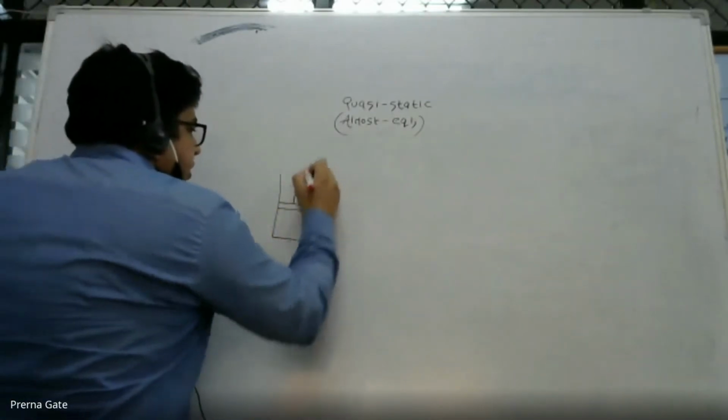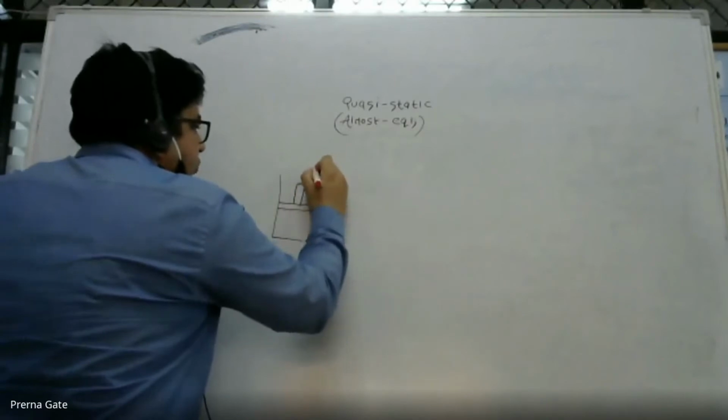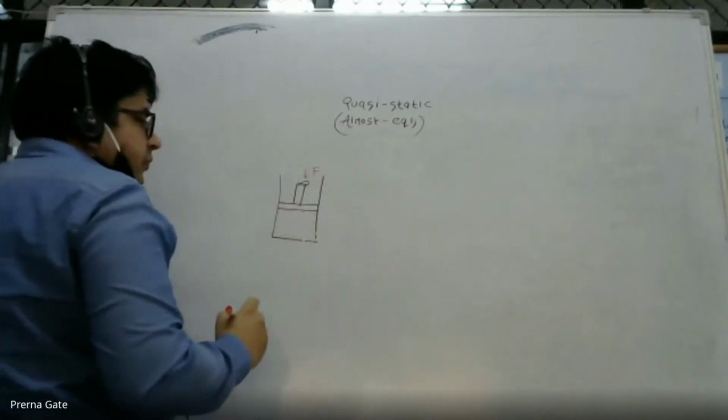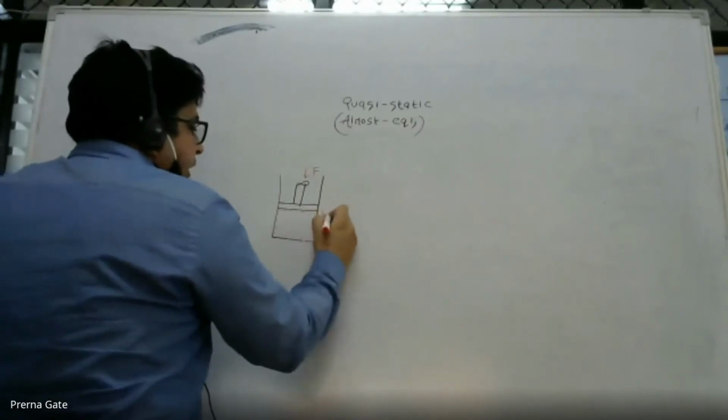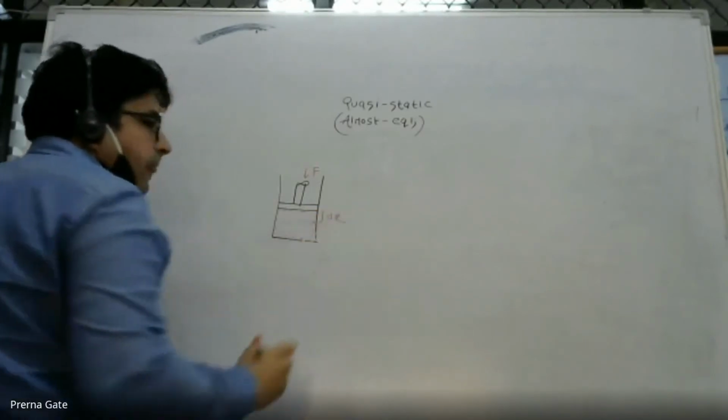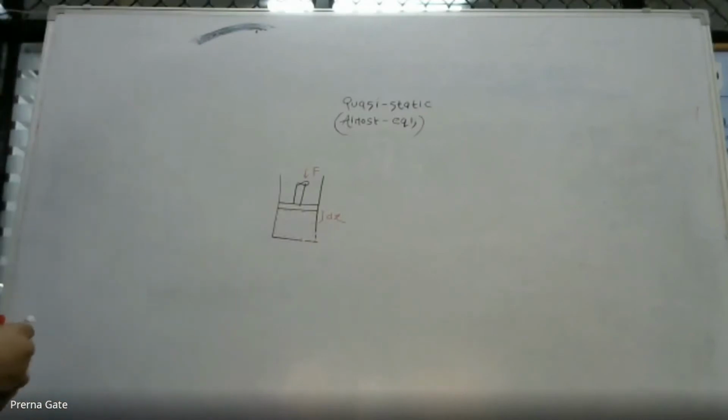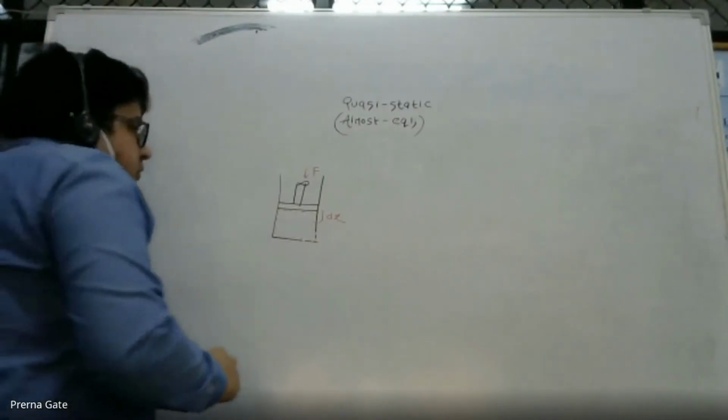so it is exerting certain force on our gas. Okay, so now let us consider a small displacement of the piston, let it be dx. Okay, if it is not visible I will change the font.